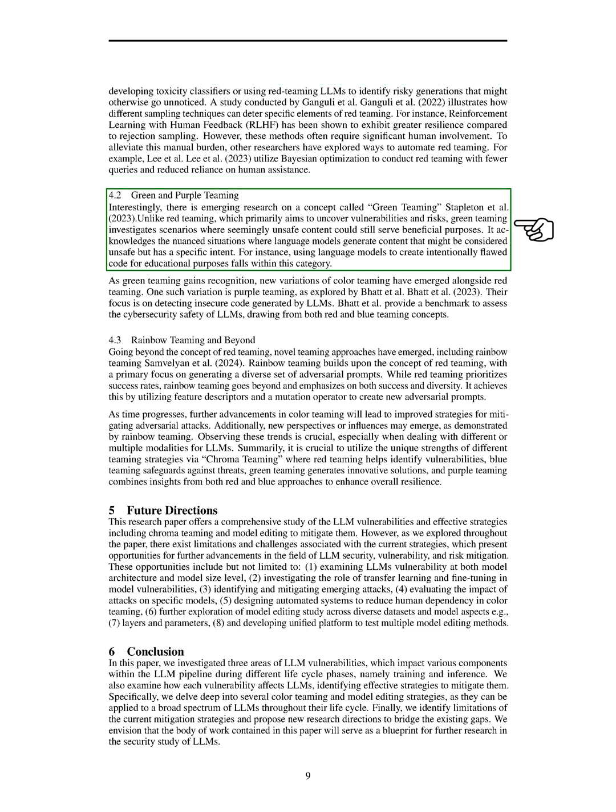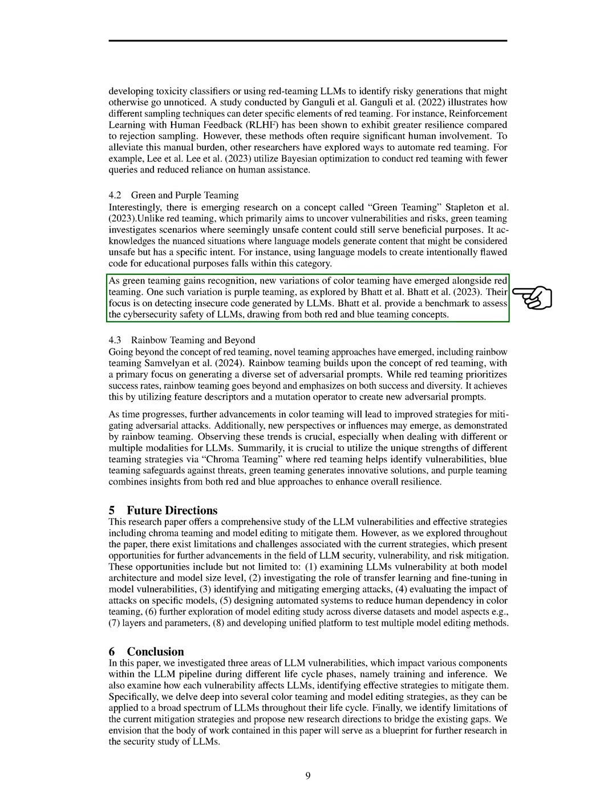We also note the emergence of green teaming. Unlike red teaming, which focuses on identifying vulnerabilities, green teaming explores situations where seemingly unsafe content might still have beneficial uses. It recognizes that there are nuanced cases where language models generate content that could be seen as unsafe but serves a specific purpose. For example, using language models to create intentionally flawed code for educational reasons fits into this category.